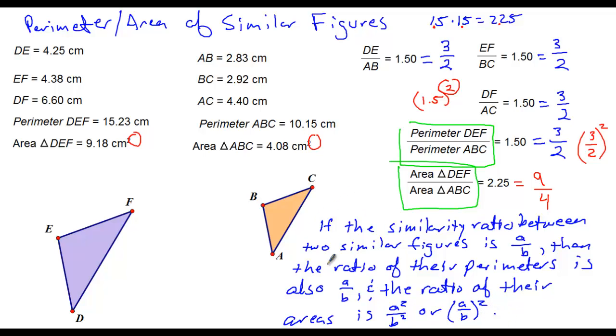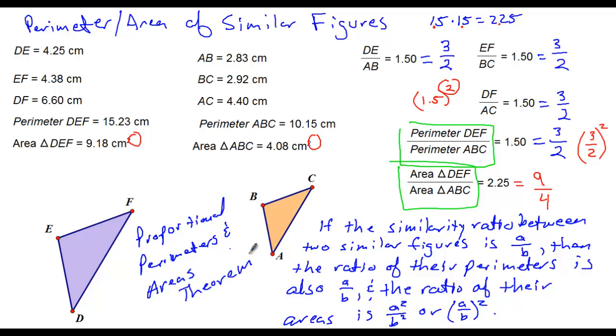So this is the big idea. This is called the proportional perimeters and areas theorem.